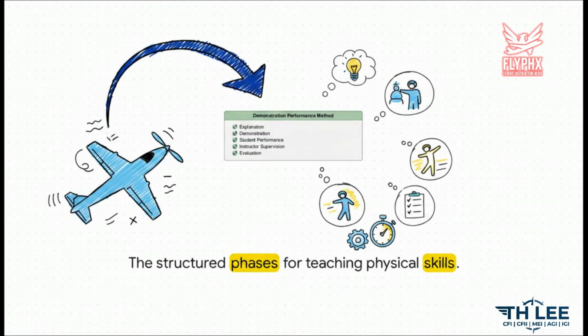When it comes to teaching the actual physical flying skills in the cockpit, demonstration performance is going to be your bread and butter. It is entirely founded on the universal principle that people learn best by actually doing. This requires a very strict 5-phase sequence: explanation, demonstration, student performance, instructor supervision, and evaluation. During the explanation phase, you are making the objectives crystal clear. During your demonstration, you physically show them the action in the cockpit.